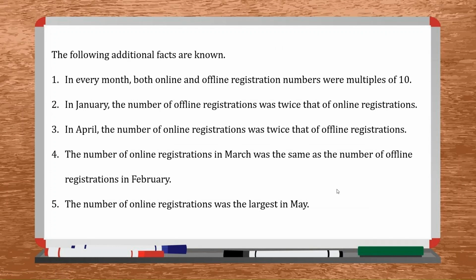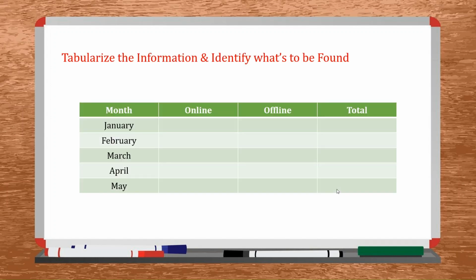So to solve this problem, we will be following a standard set procedure, which will allow you to solve any DILR problem on this planet Earth. So let's see what the first step is. Always, when trying to solve a problem where you are confused and you don't know how to start with it, always tabularize the information that you have and identify what are the variables that you need to find out.